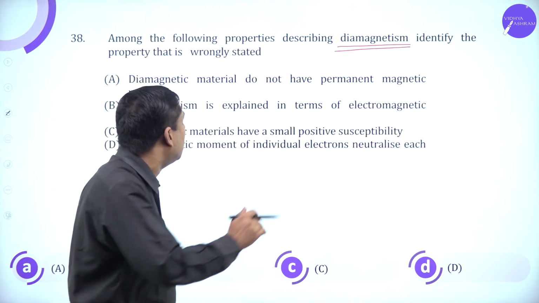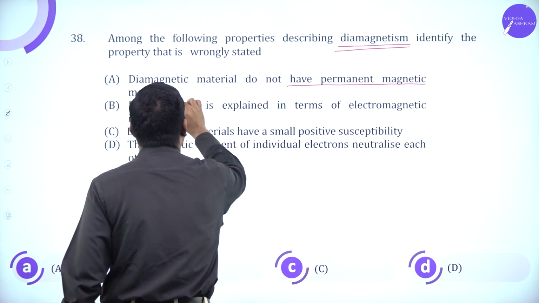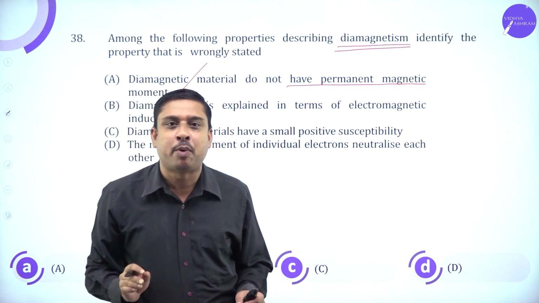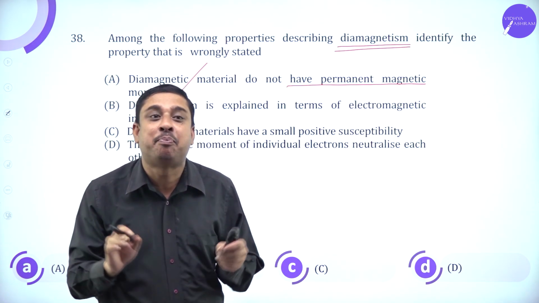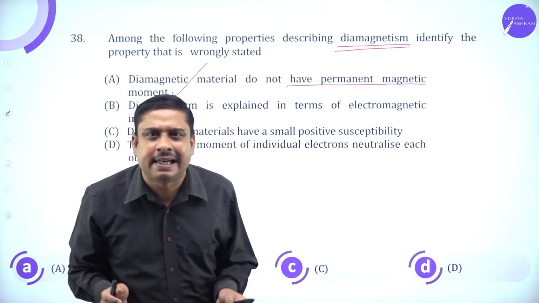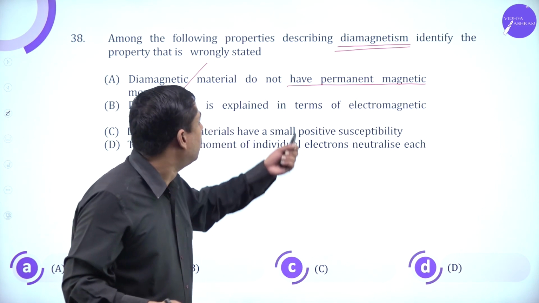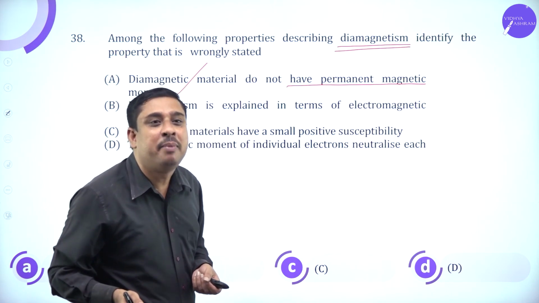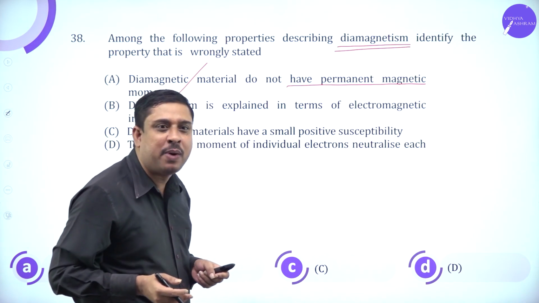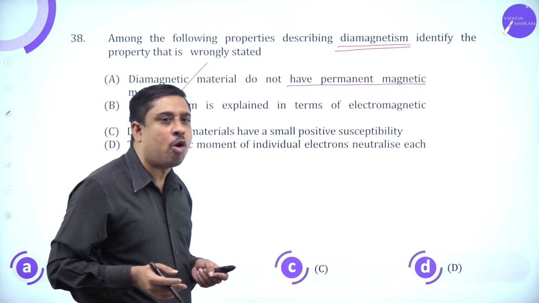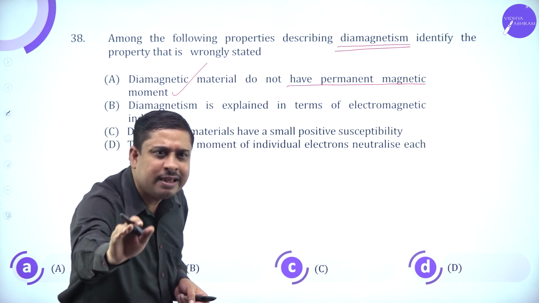Diamagnetic materials do not have permanent magnetic moment. This is true. Magnetic property is acquired only when there is a dipole moment. Diamagnetic materials have no permanent magnetism because they do not have permanent magnetic moment. Fine. Diamagnetism is explained in terms of electromagnetic induction. True, for magnetism to appear there, inducing it is the only opportunity.